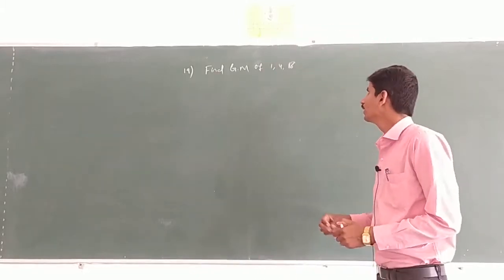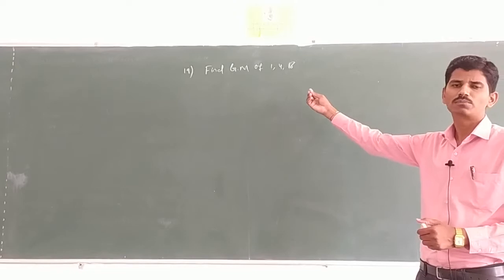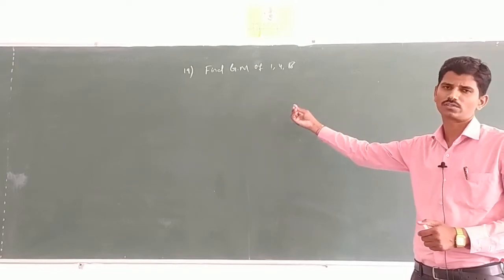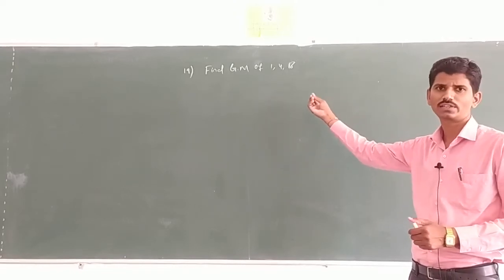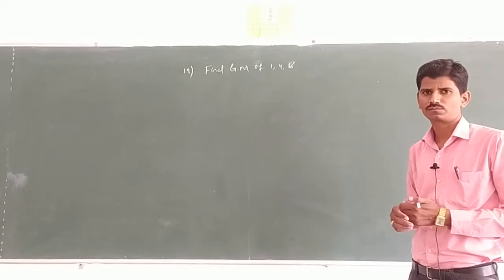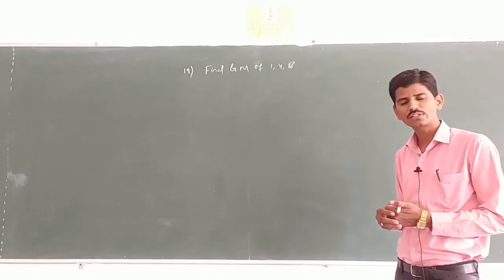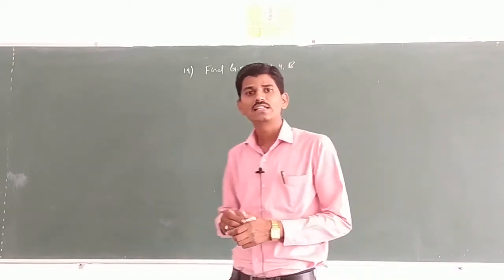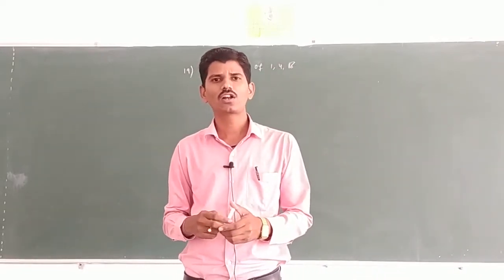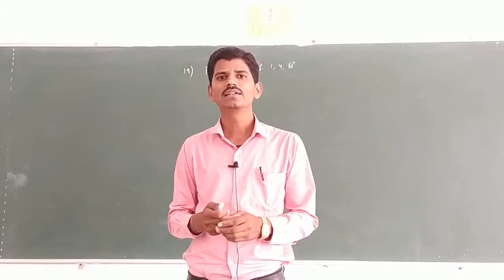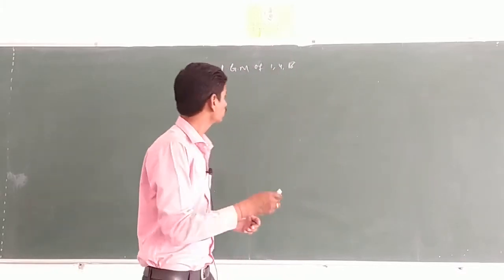Here the data is of the discrete type, because only x values are given: 1, 4 and 16. The frequencies are not given, which means we have to apply the ungrouped case formula. The formula is GM equal to antilog of sum of log x by n.